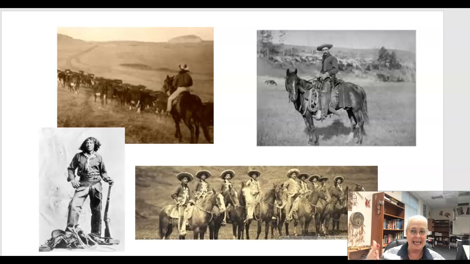And so they're going to take longhorn cattle that are doing really well down in South Texas, and they're going to drive them northward to Kansas and Nebraska where the rail lines are, so that they can be put on trains and shipped to the slaughterhouses in Chicago. And it's important to remember that the slaughterhouses are in Chicago.